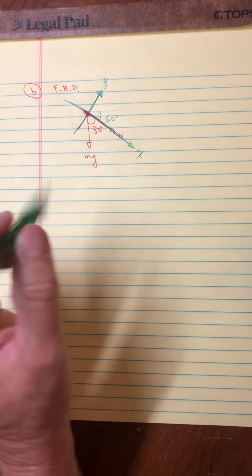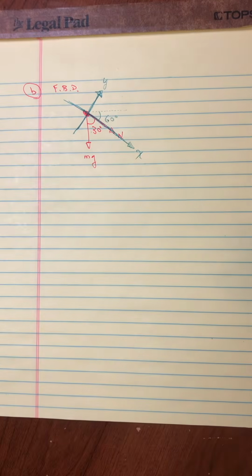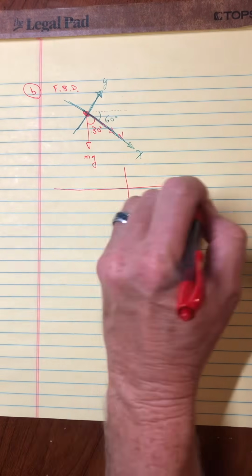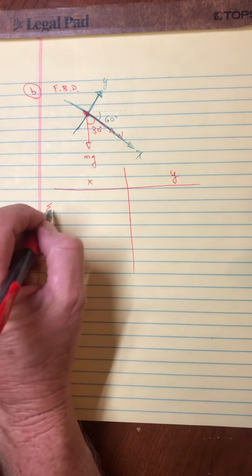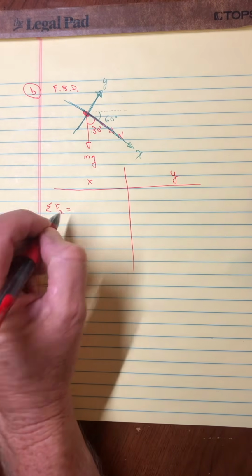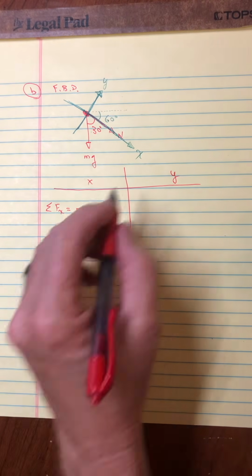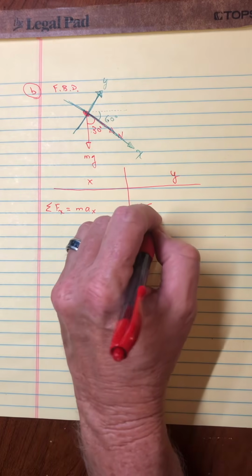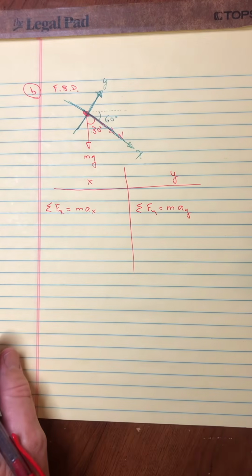But I did want to emphasize in green that I'm putting a grid on here because step 3, as you know, is me saying add up all the forces in the x direction and set it equal to mass times acceleration in the x direction. And you add up all your forces in the y direction, and that would equal mass times acceleration in the y direction.